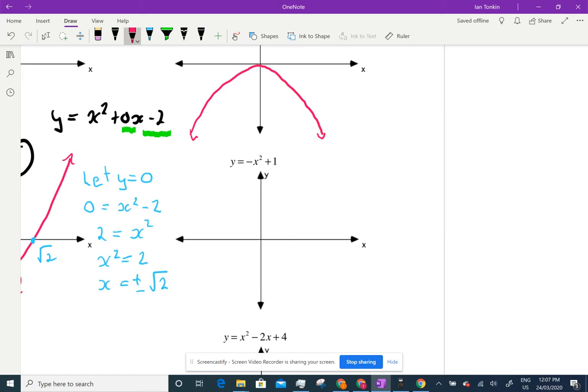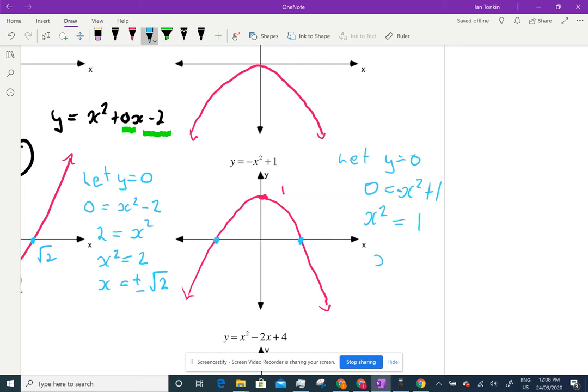Now, if you've had a go at it, this is what you should have got. It's just the negative x squared moved up 1. So this is the point 1. And again, to find these points, I just put it equal to 0. So I let y equals 0, and I get 0 equals negative x squared plus 1. Oh, there's a negative in front of that. I'll take the x squared over here, equals 1, and x equals plus or minus root 1, which is just plus or minus 1. So I get 1 and negative 1.